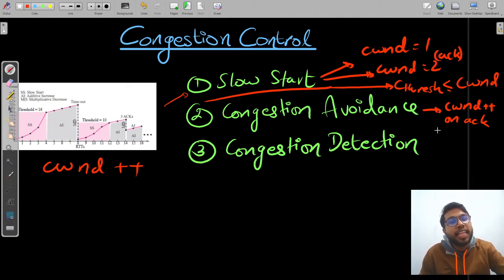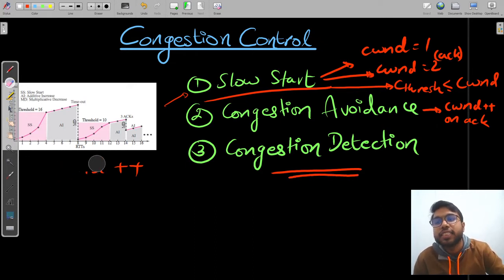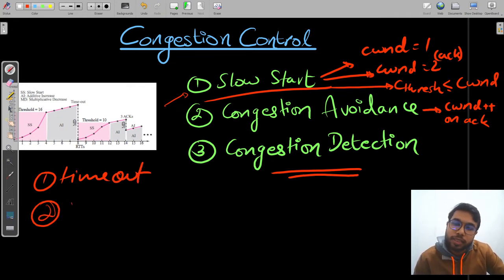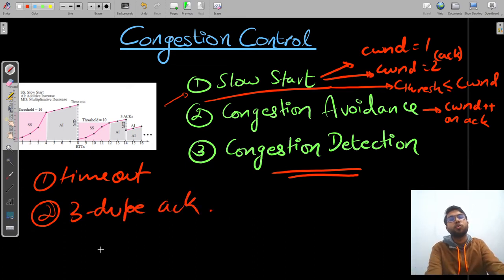Okay. Then there are two ways that I can detect congestion, right? There are two ways that I can detect congestion, and we have discussed both of them before this. The first method is timeout, and the second method is 3 duplicate acks. So whenever one of these two things happen, what would I do? Whatever my current window is, I would say half of this is my threshold. Okay, half of this is my threshold.